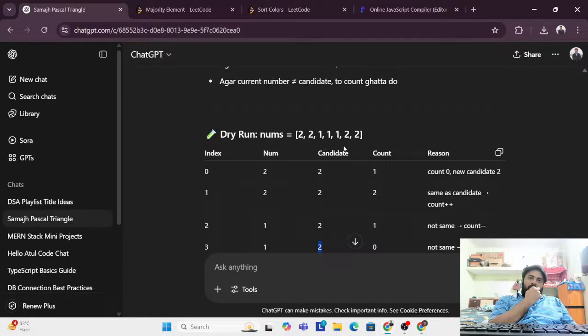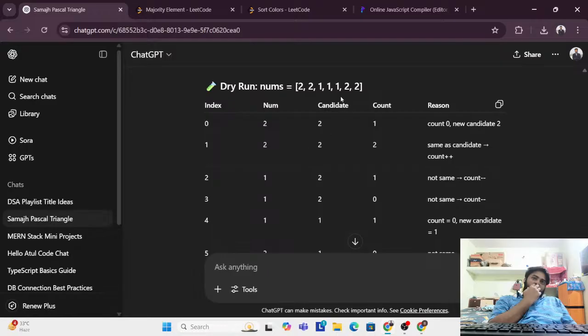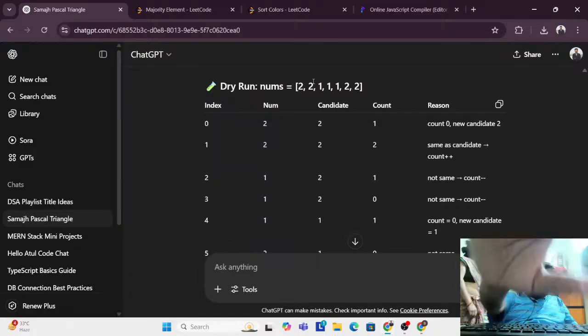Doing this repeatedly, at the end 2 and 2 will remain, because if we look at these two, their count becomes 0. So if we talk about this point, here we are, and if you see, the count was 0 from here till here, it becomes 0.